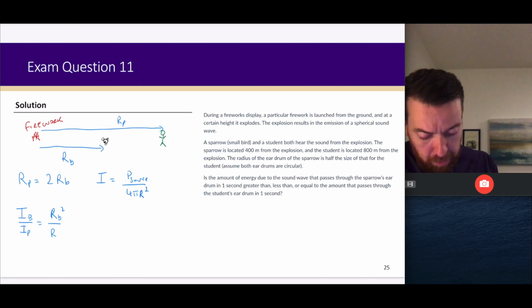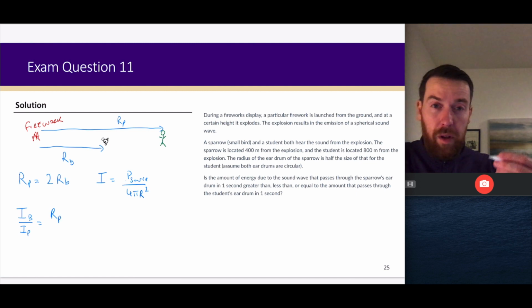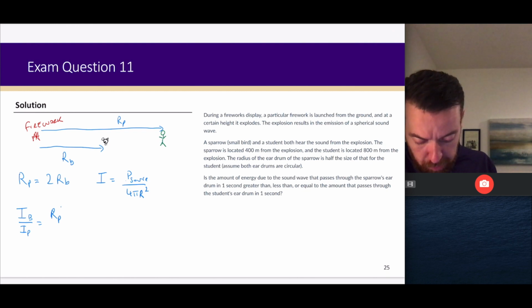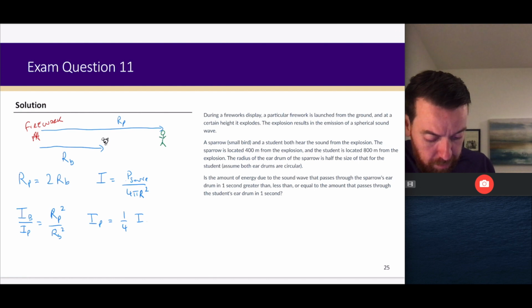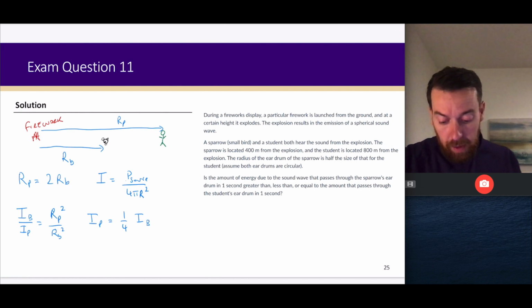Sorry, I did it the wrong way around. Inverse, so the ratio of the intensity is the inverse ratio of the square of the distances from the source. So R of the bird squared. So the intensity of the person will then only be 1/4 the intensity that the bird experiences.